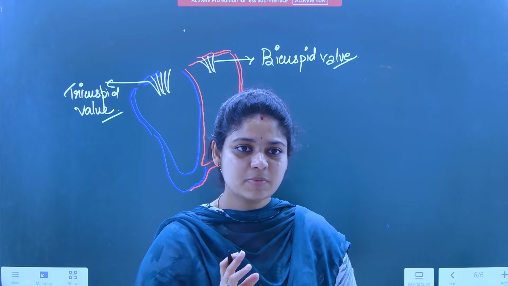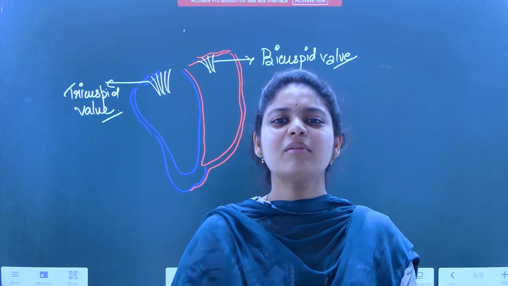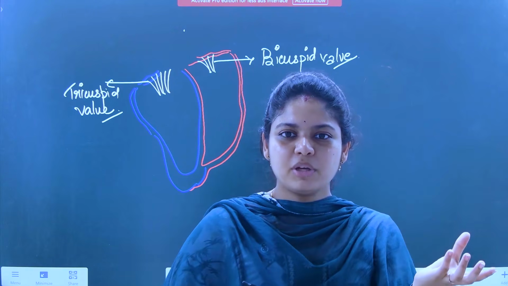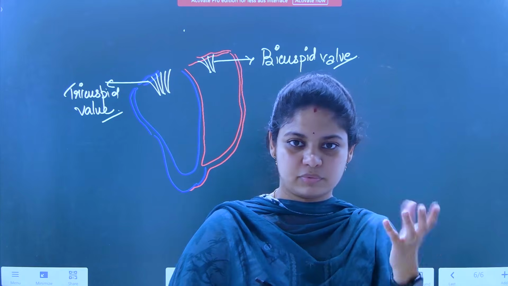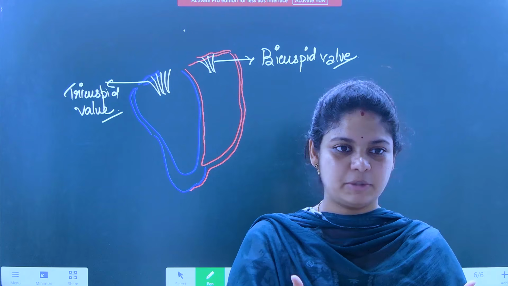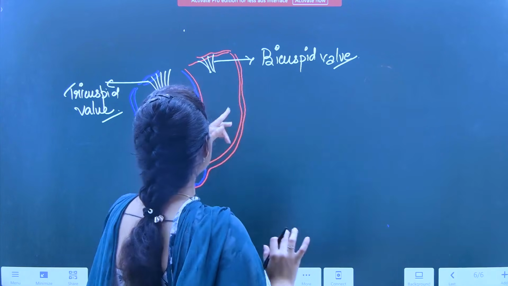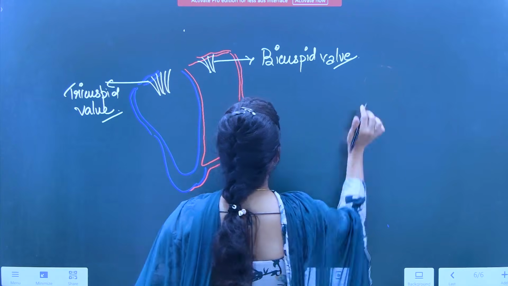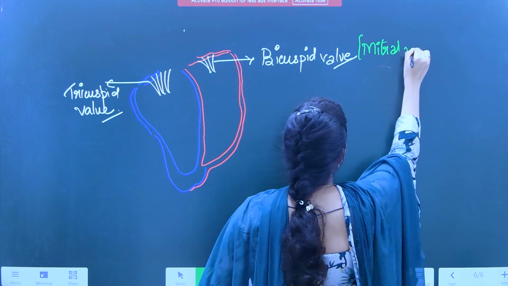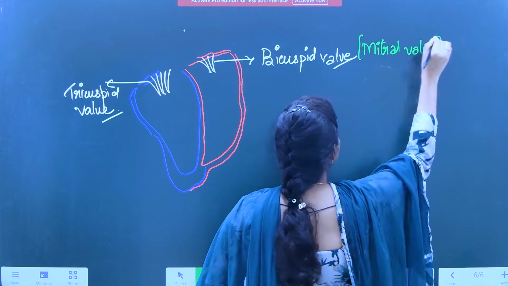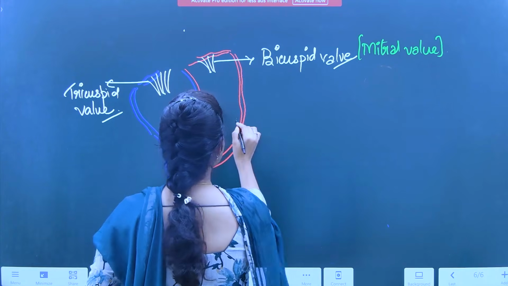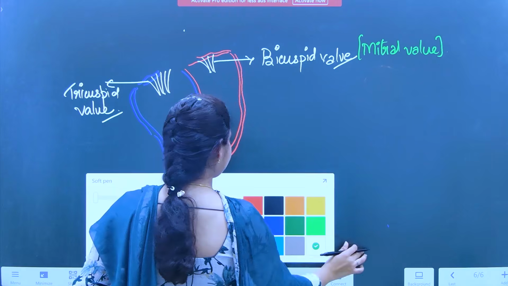The left atrium receives oxygenated blood from the lungs. Through the pulmonary veins, from the left lung it will come into the left part, and from the right lung it will come to the right part. That's it. Understood? This bicuspid valve has another name, which is called the mitral valve. Understood?